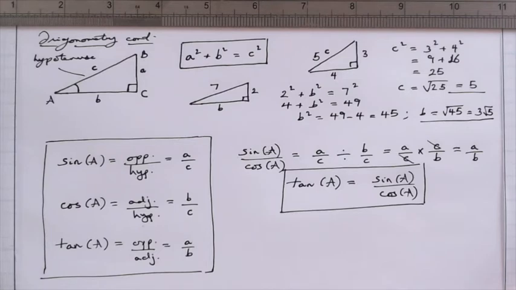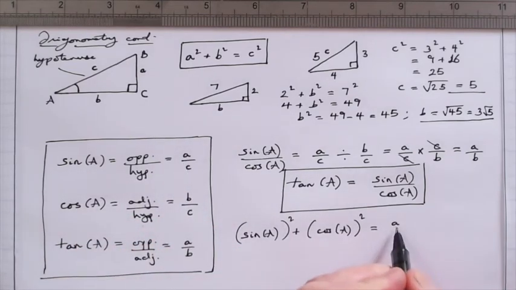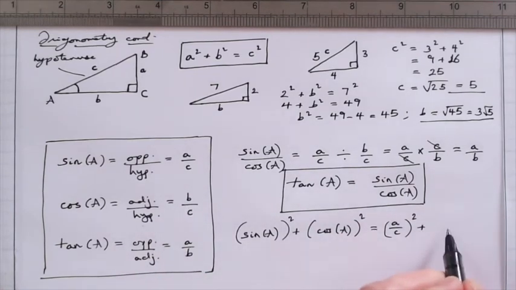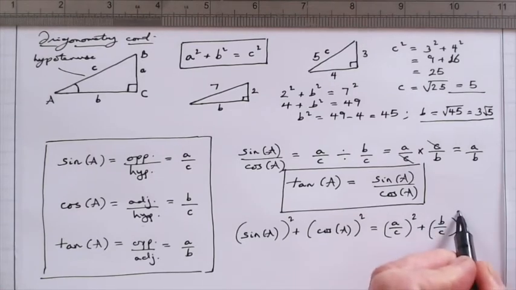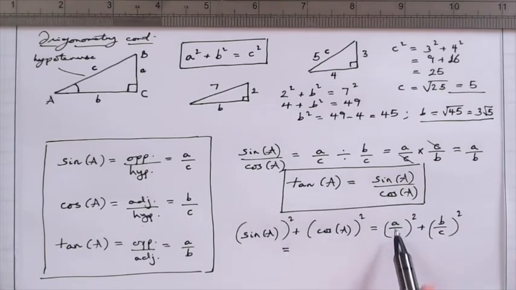Now, let's look at another relationship. Let's look at the sine of A all squared plus the cosine of A all squared. Well, the sine of A is A over C, and I want to square that, and I want to add to it the square of the cosine of A. Well, A over C times A over C, using fraction multiplication, will just be A squared over C squared, and then B over C times itself will just be B squared over C squared.